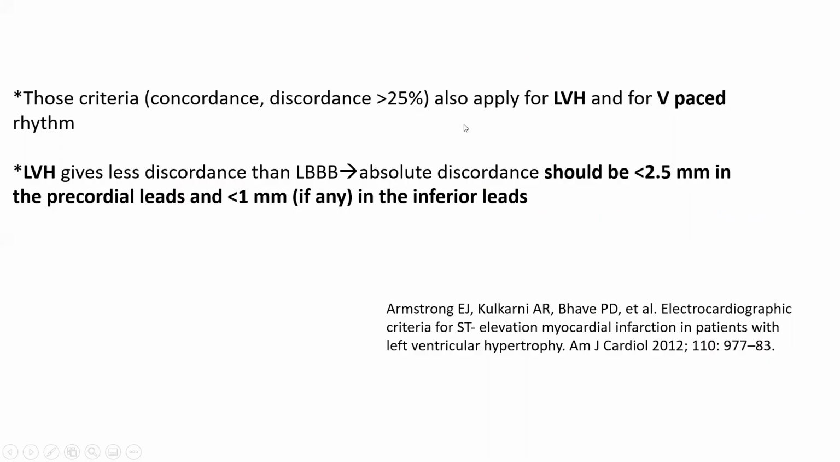Those criteria, excessive discordance and any concordance, also apply for LVH and for V-paced rhythm. One important tip: LVH gives less discordance than left bundle branch block. And therefore, in LVH, you can use absolute discordance. Over 2.5 millimeter in the precordial leads or over 1 millimeter in the inferior leads is suggestive of STEMI based on that paper. So generally, overall, use the relative discordance in all cases. In LVH, you could use some degree of absolute discordance. But I want you to remember the relative discordance.